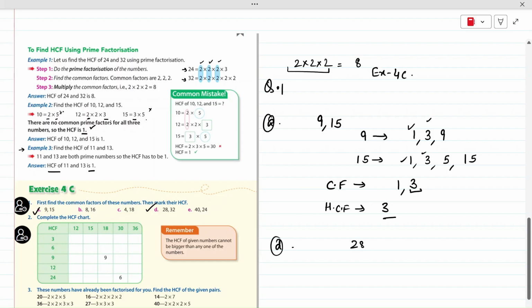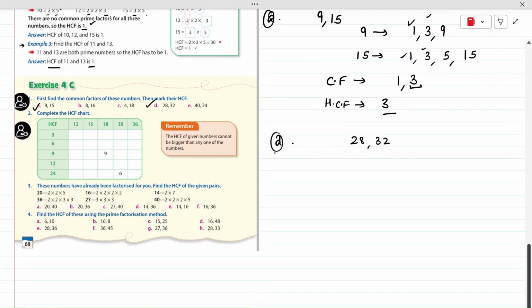Now, let me do one more question, part D. We have two numbers, 28 and 32. For 28 and 32, let us write down the factors. For 28, we have 1, 2, 3 is not a factor, 4 is a factor, not 5, 6 is also not a factor, 7 is a factor, 8 is not a factor, 9 is not a factor, not 10, 11 and all, 14 is a factor, and then the number itself. Coming to 32, we have 1, 2, 3 is not a factor, 4 is a factor, 6 is also not a factor. 7 is not a factor.